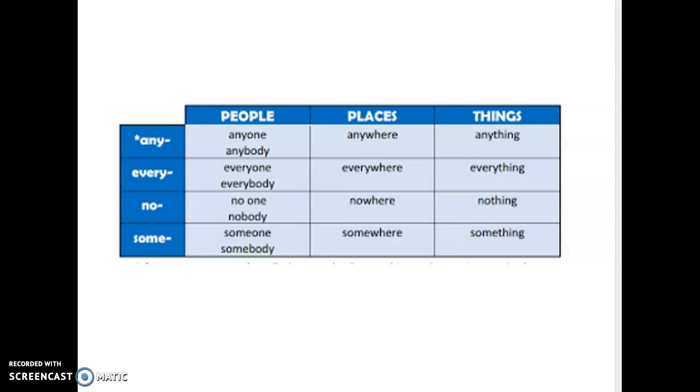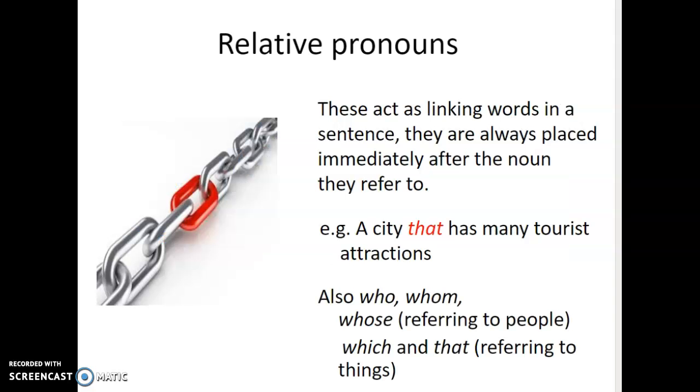Okay, next one. We're nearly there, guys. Relative pronouns. Relative pronouns, as it says on the slide here, act as linking words in a sentence. They are always placed immediately after the noun. So as you can see here, we have the relative pronoun that. It comes straight after the noun city and links it to the rest of the sentence there. That has many tourist attractions.